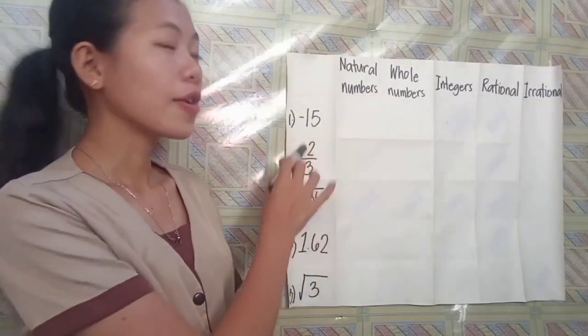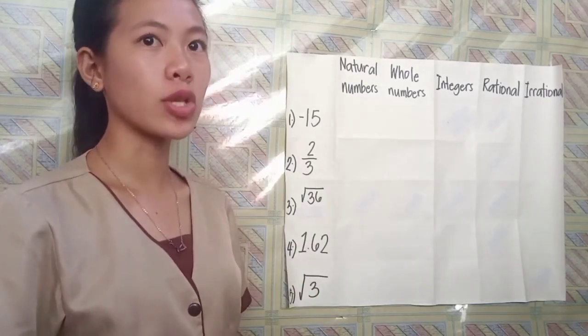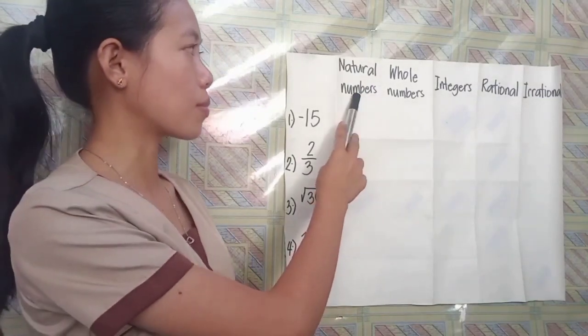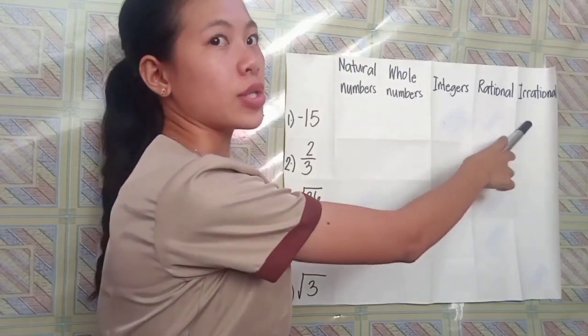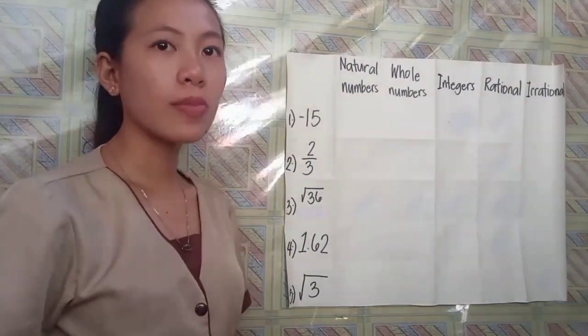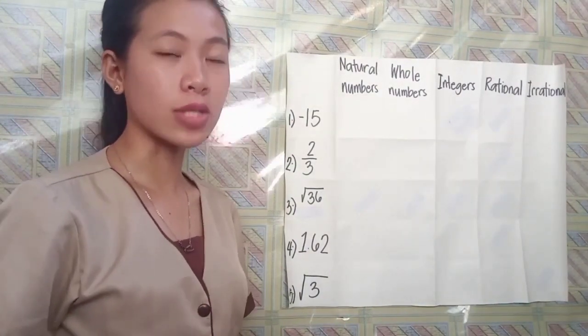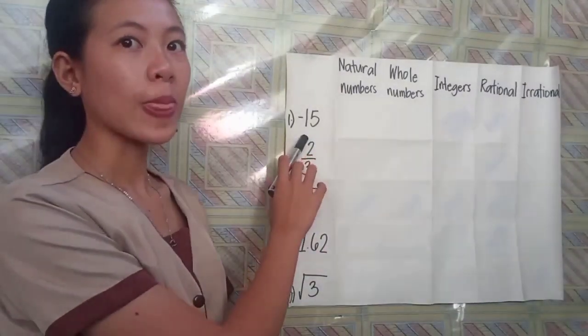Now, I have here some examples. Let's classify the following numbers, whether they belong to natural numbers, whole numbers, integers, rational, and irrational. One number could belong to one or more subsets of real numbers. So let's have first -15.